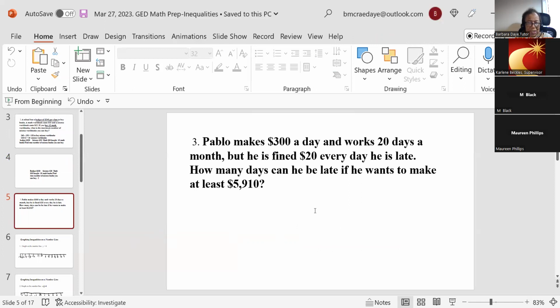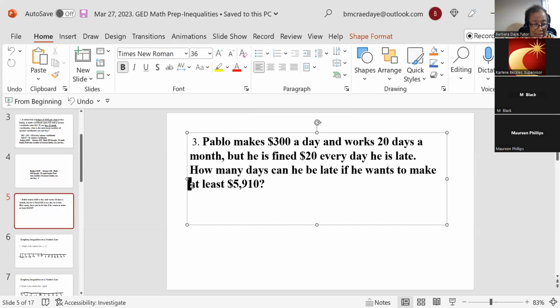Now, Maureen, read this problem. Think about it. Tell me how you would solve it. Okay, Pablo made 300 a day and worked 20 days a month, but he is fined $20 every day he is late. How many days can he be late if he wants to make at least 5,910? Now, at least means greater than or equal. Right, Mercedes? At least, greater than or equal.